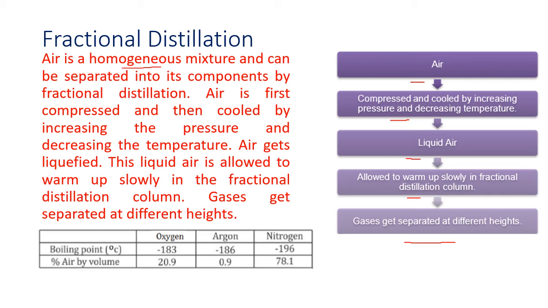So air is a homogeneous mixture. It is first compressed and cooled by increasing the pressure and decreasing the temperature, so air becomes liquefied. Once it becomes liquefied, it is allowed to warm up slowly, and at different columns you can see the gases separate. The boiling point of oxygen is minus 183, argon is minus 186, nitrogen is minus 196. Because of these boiling points, when it is allowed to heat up again, oxygen first turns into liquid and is separated out.